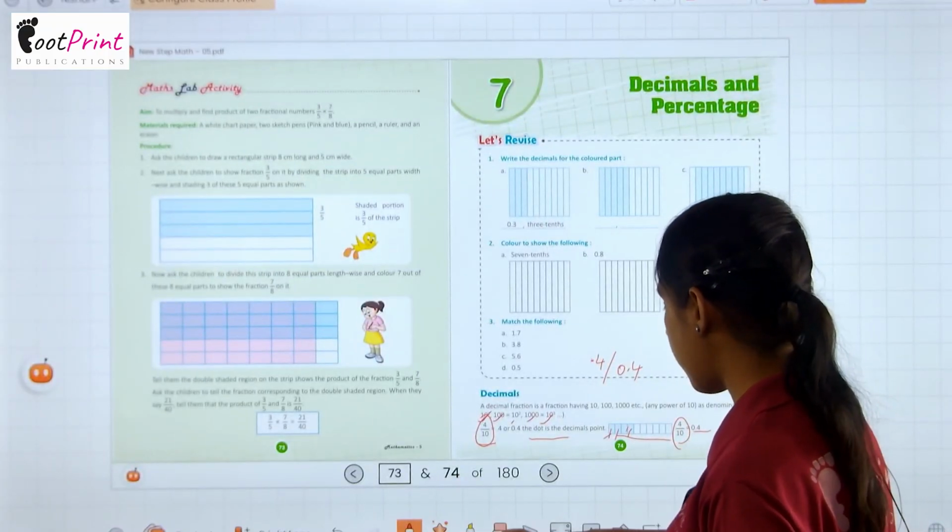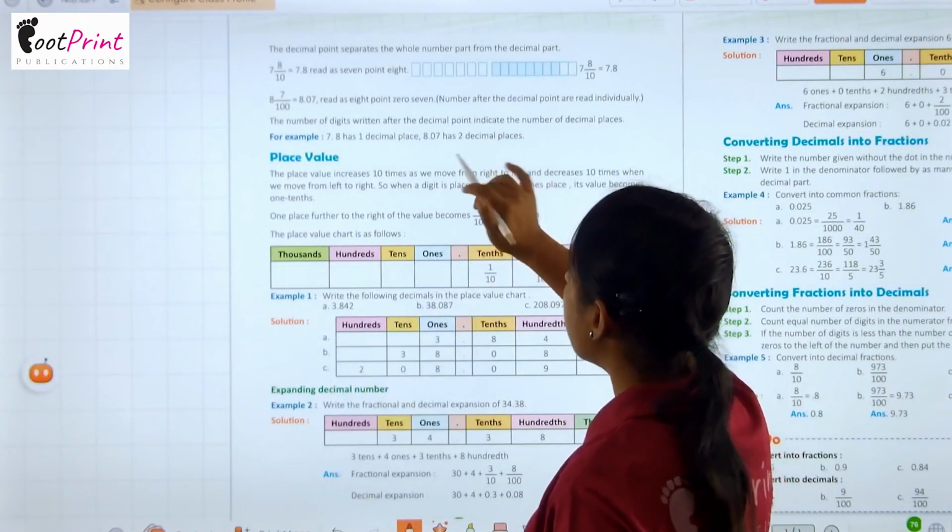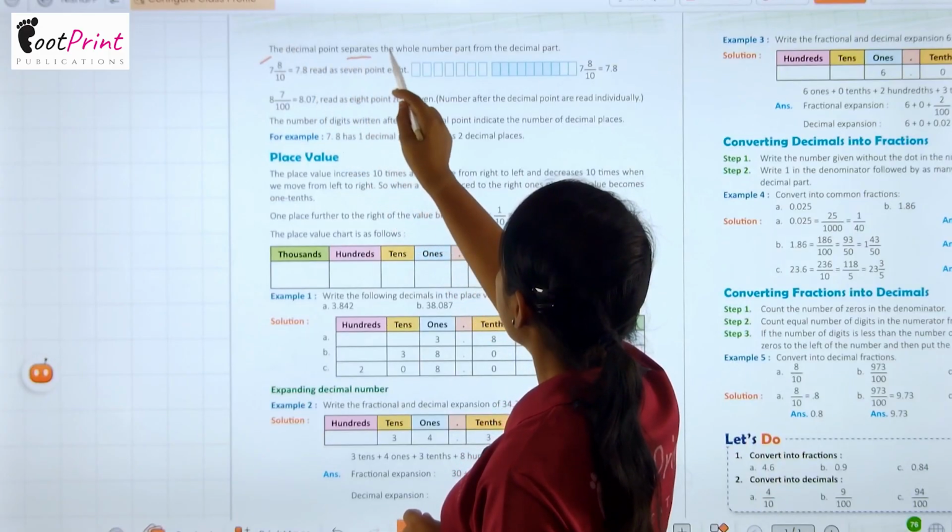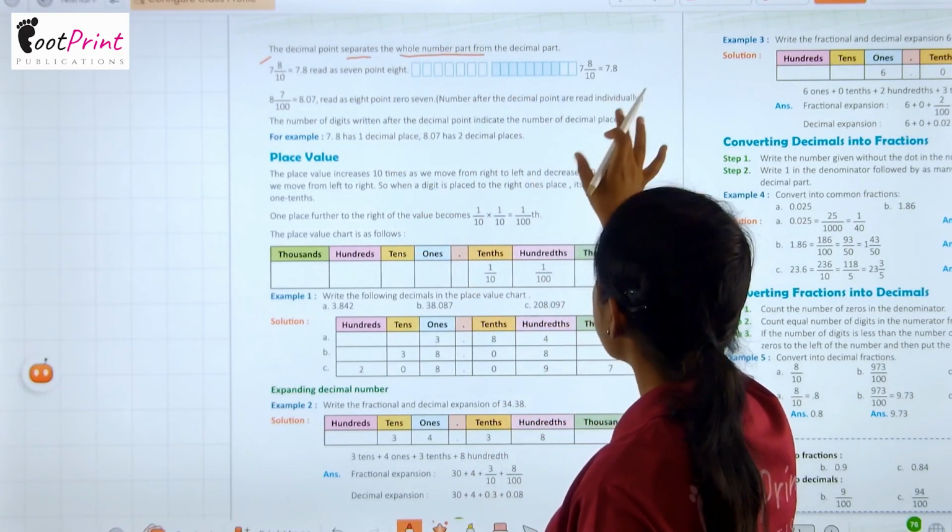Now move to the next. Here we have that the decimal point separates the whole number part from the decimal part.